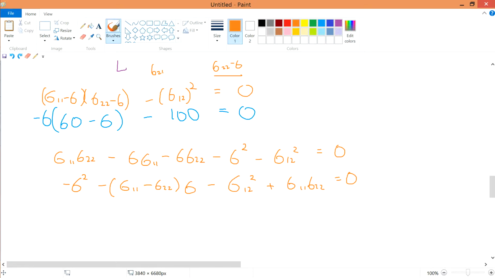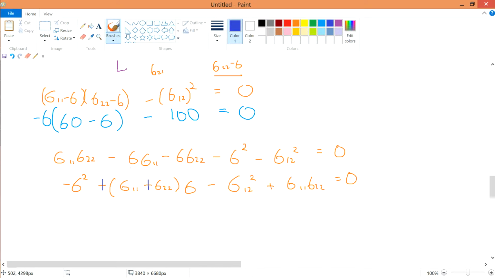Now the sorting makes things a bit complicated, in that this is in terms of sigma and this is in terms of sigma squared. So I take the sigma squared term as sigma squared, and I'm factorizing out sigma. When I factorize out sigma, I would have sigma 11 minus sigma 22. You get what I mean? And therefore I have this.